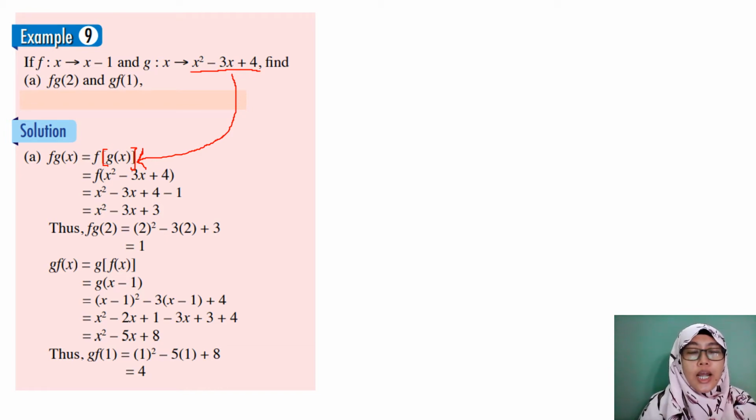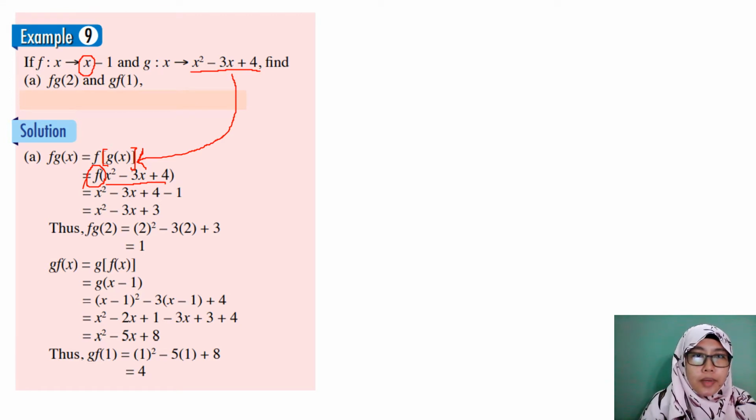Okay, next we need to substitute this function, x squared minus 3x plus 4, in the function of f. We want to put it into this function f. So if we refer to f(x) is x minus 1, if you look here, f(x) equals x minus 1. What I need to do, I will substitute this function of g(x), all of this I put in x here. I substitute in the value of x.